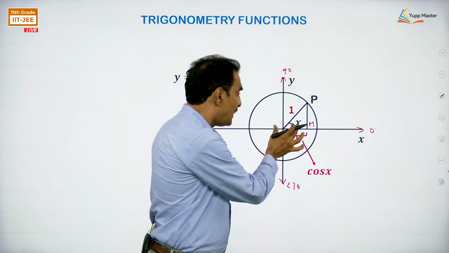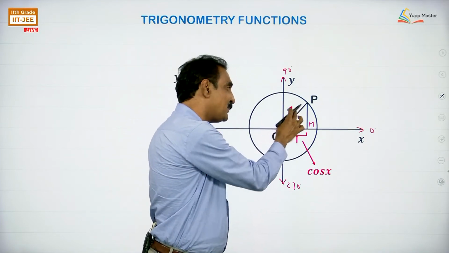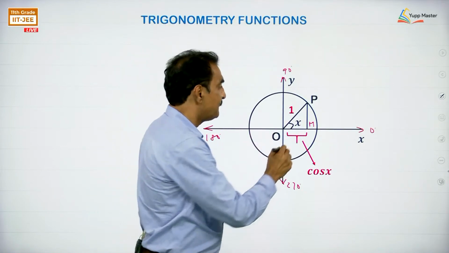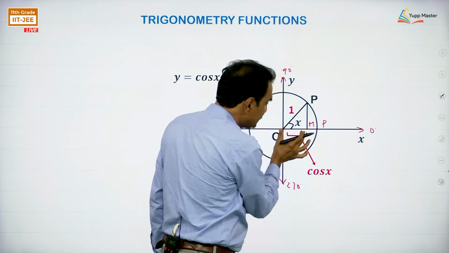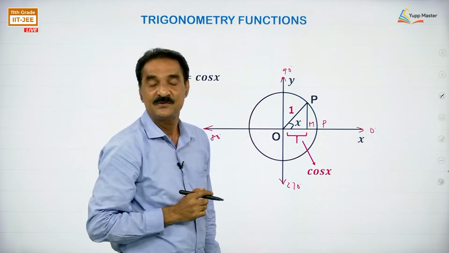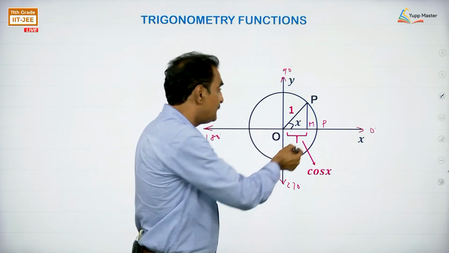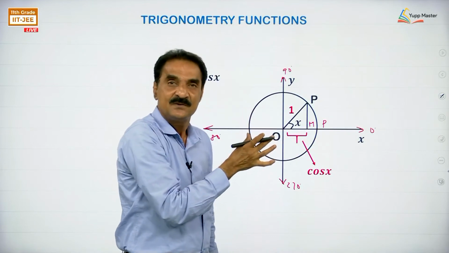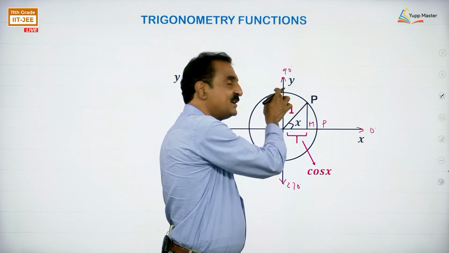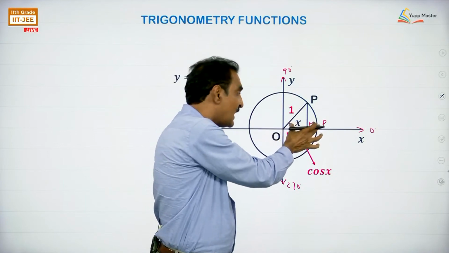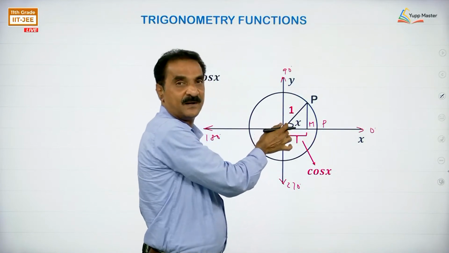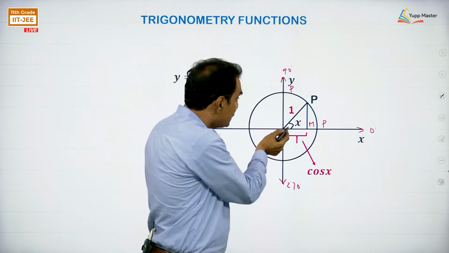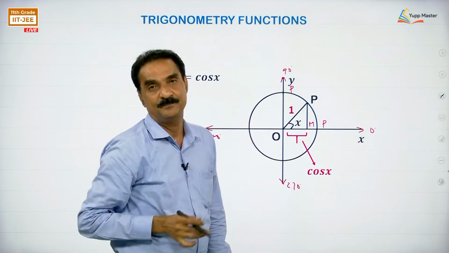Okay, because cos x is adjacent side by hypotenuse. Hypotenuse is 1, so the adjacent side must be cos x. Now, when P is here, what is the length of this adjacent side? 1. So, cos 0 is 1. When P slowly moves like this, the adjacent side decreases. So, from 0 to 90 degrees, if the angle is increasing, the value of cos x will be decreasing. When P reaches this position, 90 degrees angle, then the value of this adjacent side becomes 0.